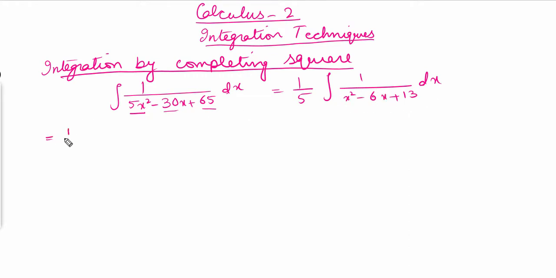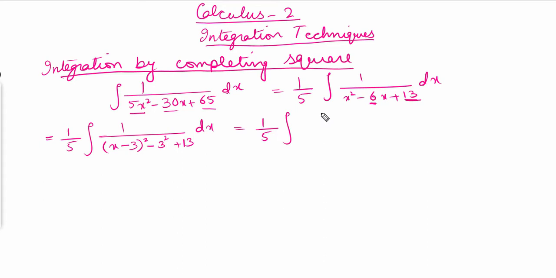So it can be written as 1 over 5 integration of 1 over, I'll write x, this minus sign as it is, then half of 6. Half of 6 is 3. I'll close the bracket and square it. Then I'll put a minus sign, half of the coefficient of x, so that will be 3. I'll square it, plus the remaining number, that is 13, dx. It will become equal to 1 over 5 integration of 1 over x minus 3 whole square plus 4.